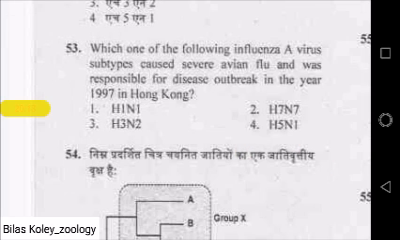Now we will discuss question number 53. Which one of the following influenza A virus subtypes caused severe avian flu and was responsible for the disease outbreak in the year 1997 in Hong Kong? And the options are H1N1, H7N7, H3N2 and H5N1. In these questions, the right option is option number 4.